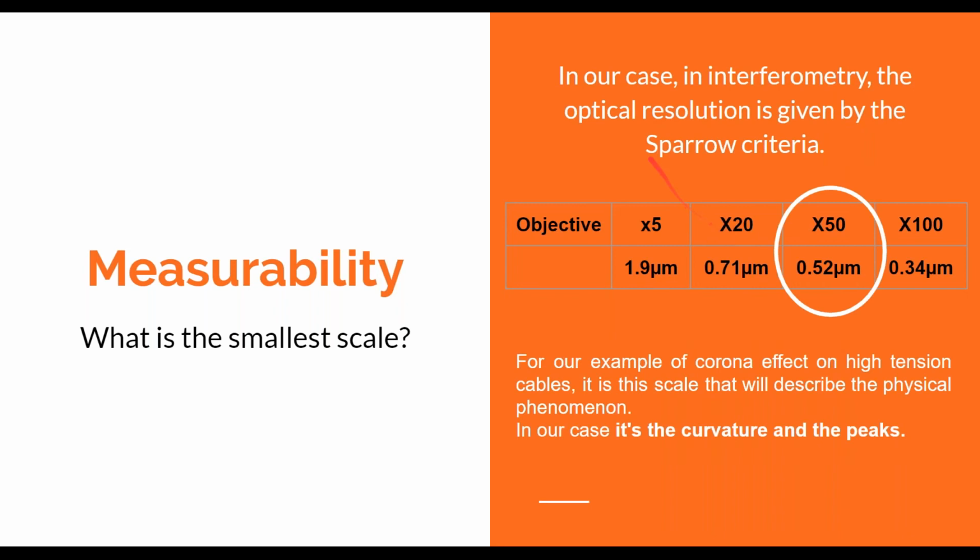For our example of the corona effect with the loss of energy on high voltage cable, we use the maximum magnification. It's this one. At this moment of the thinking process, we think that this objective will give us the best resolution to define the curvature and the peaks. We can't do better. So now we have the smallest scale.